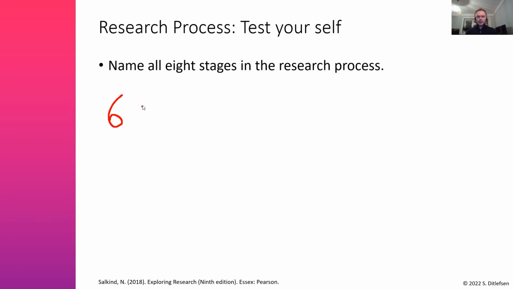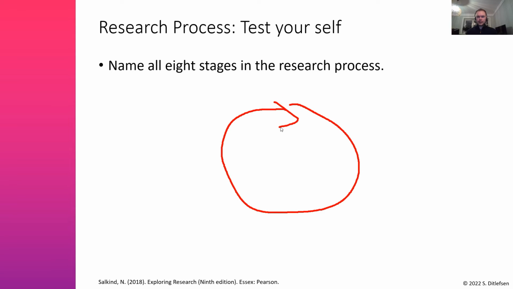Number 6, you know this one, it's working with the hypothesis. Number 7, reconsidering theory. And lastly, asking new questions. And then we are off again. So it's a circle, it's never ending, goes around.